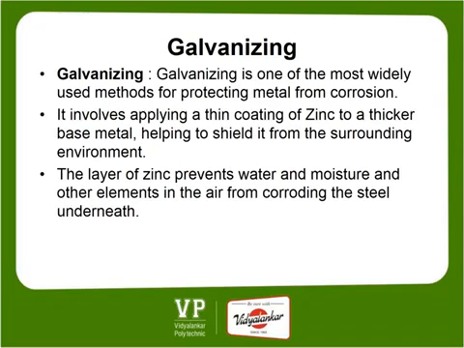Let us first understand what is galvanizing. Galvanizing is one of the most widely used methods for protecting metal from corrosion. It involves applying a thin coating of zinc to a thicker base metal, helping to shield it from the surrounding environment. The layer of zinc prevents water and moisture and other elements in the air from corroding the steel underneath.